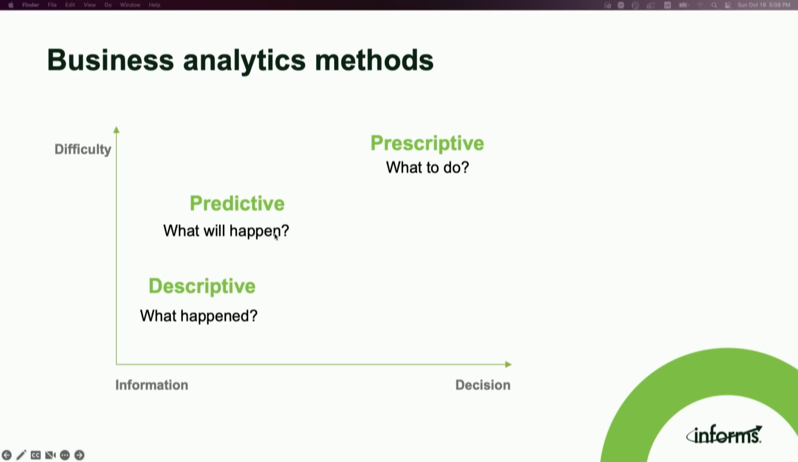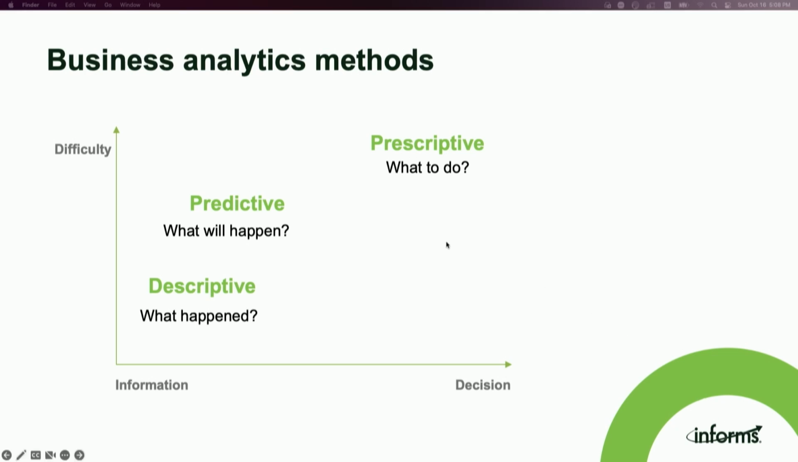Predictive analytics instead focuses on predictions, which aim to answer the following question: what will happen? It focuses on analyzing past data and trying to build models that could anticipate the future. So it is often conducted based on a variety of techniques such as machine learning or statistical modeling.